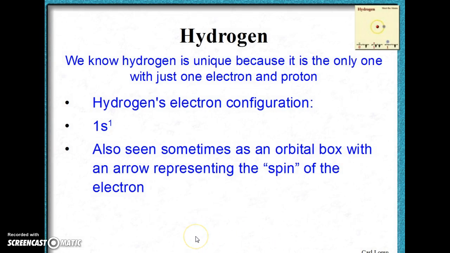Hydrogen's electron configuration, you're probably aware, is 1s1. You can see that it has a single electron, and that's in an s orbital. It's also seen sometimes in an orbital box configuration with an arrow that represents the electron spin. That's like this. So this is a representation of hydrogen. We would draw usually a 1s next to the box.